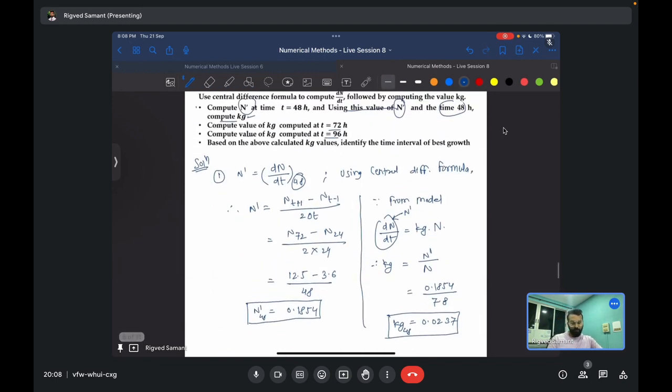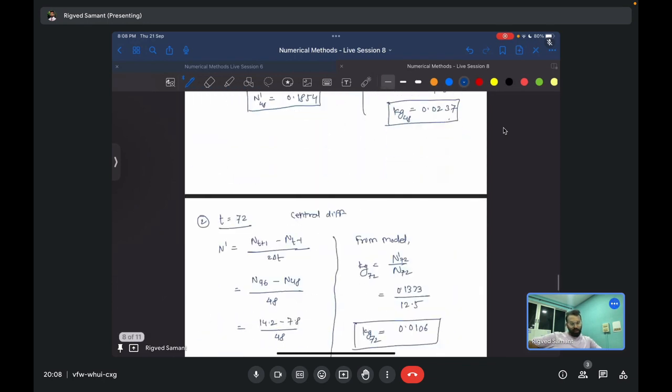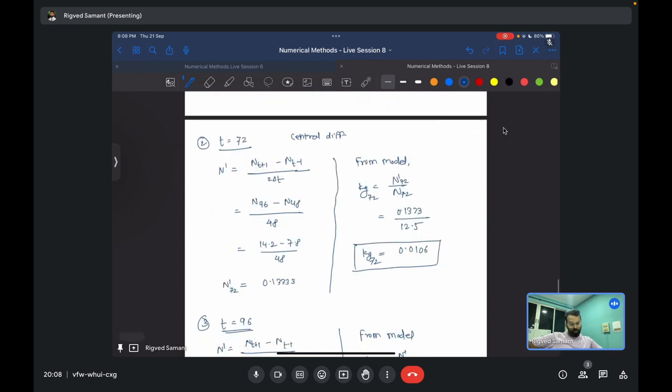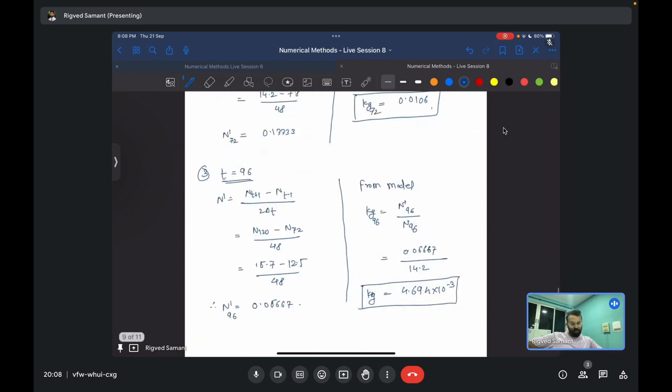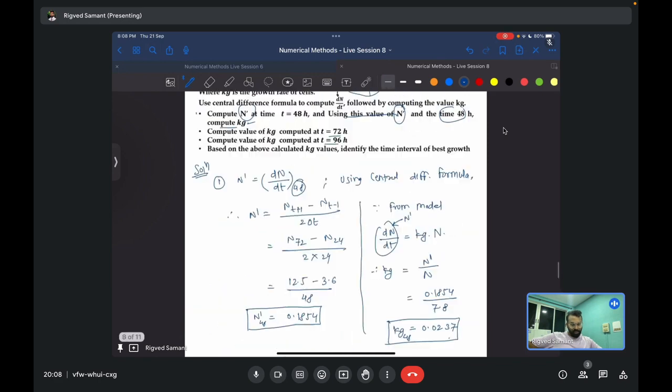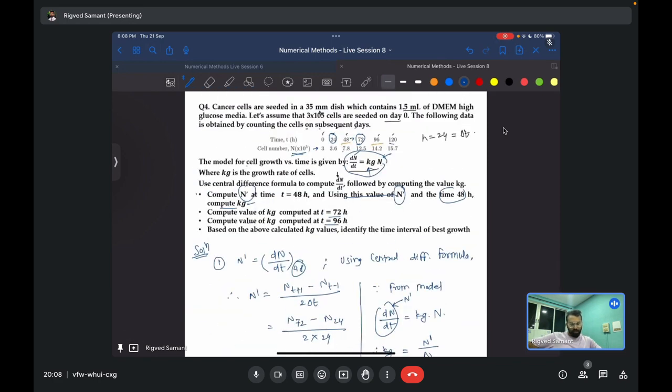So first we calculated the growth rate kg at t equal to 48, that was this one. Then the growth rate at t equal to 72, that was this one. And the growth rate at t equal to 96, that is this one given by kg. Now the last question is asking you, based on the above calculated kg values, identify the time interval of the best growth.